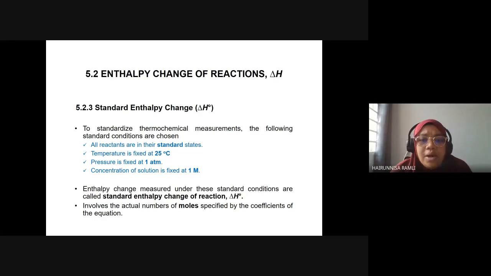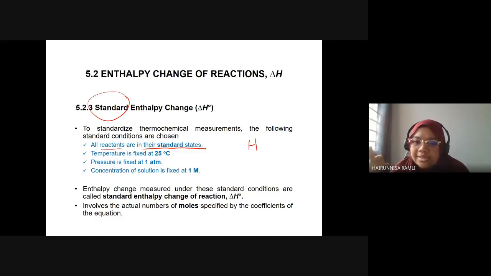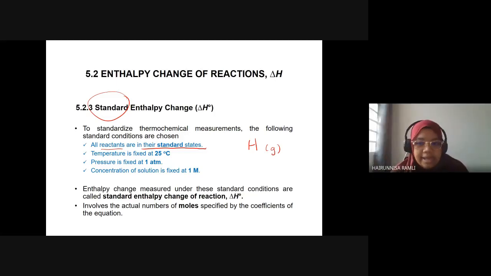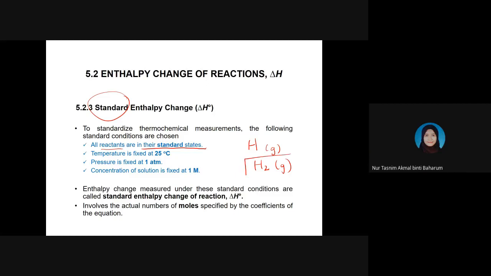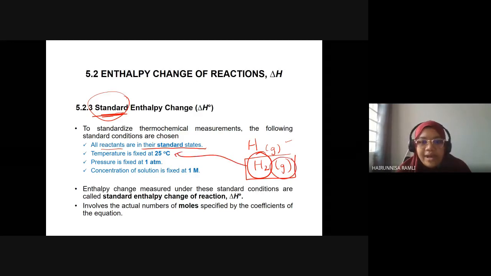Okay. So what are the conditions to get the standard enthalpy change? Okay, so condition dia, all the reactants are in their standard states. What does it meaning by standard states? Okay, contoh, hydrogen. What is the standard state for hydrogen? State dia apa? Gas, liquid, solid, aqueous. Gas. So adakah dia H gas ataupun dia H2 gas? H2 gas. So saya bukan kata H ni adalah salah, dia betul juga. Tapi bila kita mention about standard, dia mesti dalam bentuk molecule or diatom dan dia mesti gas. Standard ni pula dia mesti standard at 25 degree Celsius.